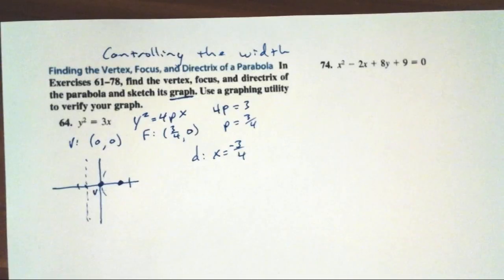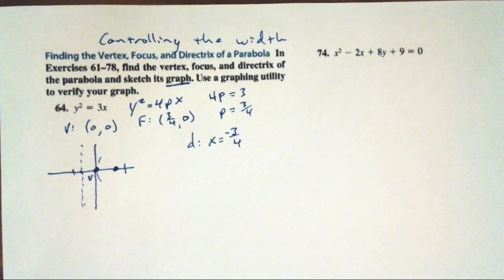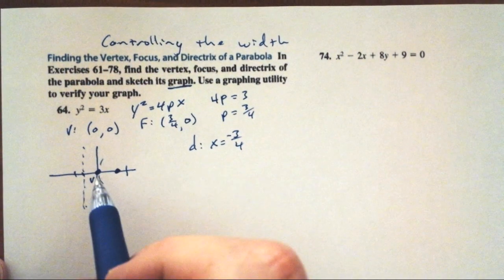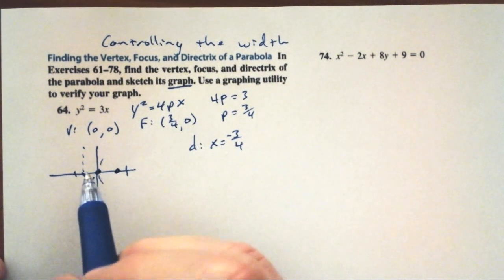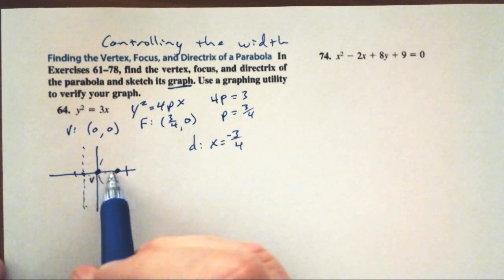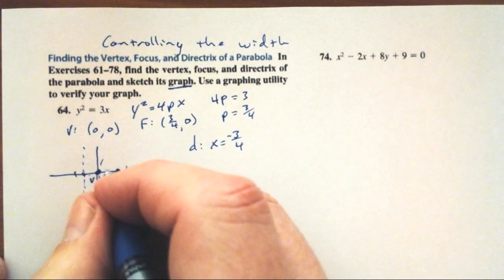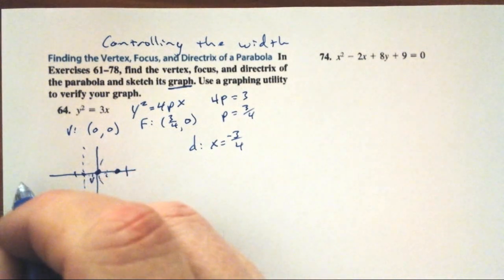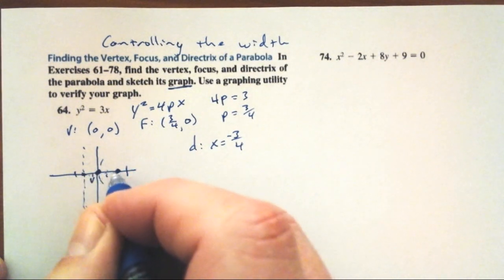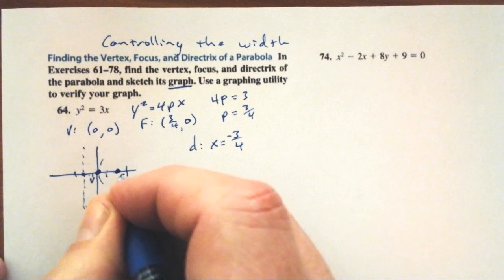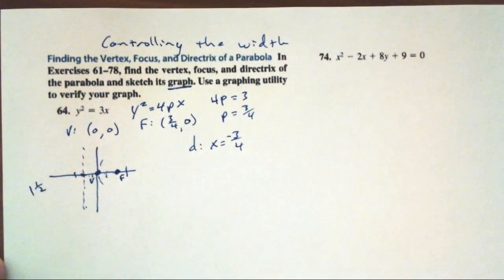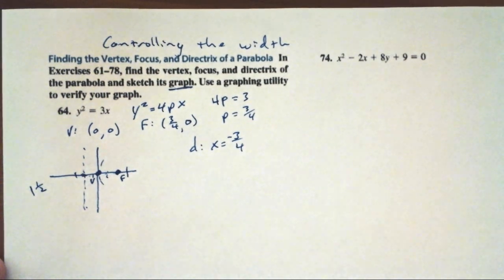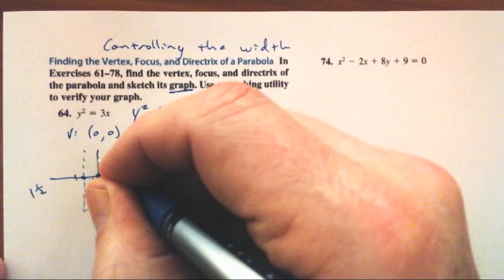And so here it is. Nothing new there, except what we're about to do now is talk about controlling the width of this. The vertex is on the parabola because it's equidistant from the focus and the directrix, and both of those are 3/4. We've got 3/4 here and 3/4 there, which gives me a total distance from the focus to the directrix of 6/4, 3/2, 1.5.